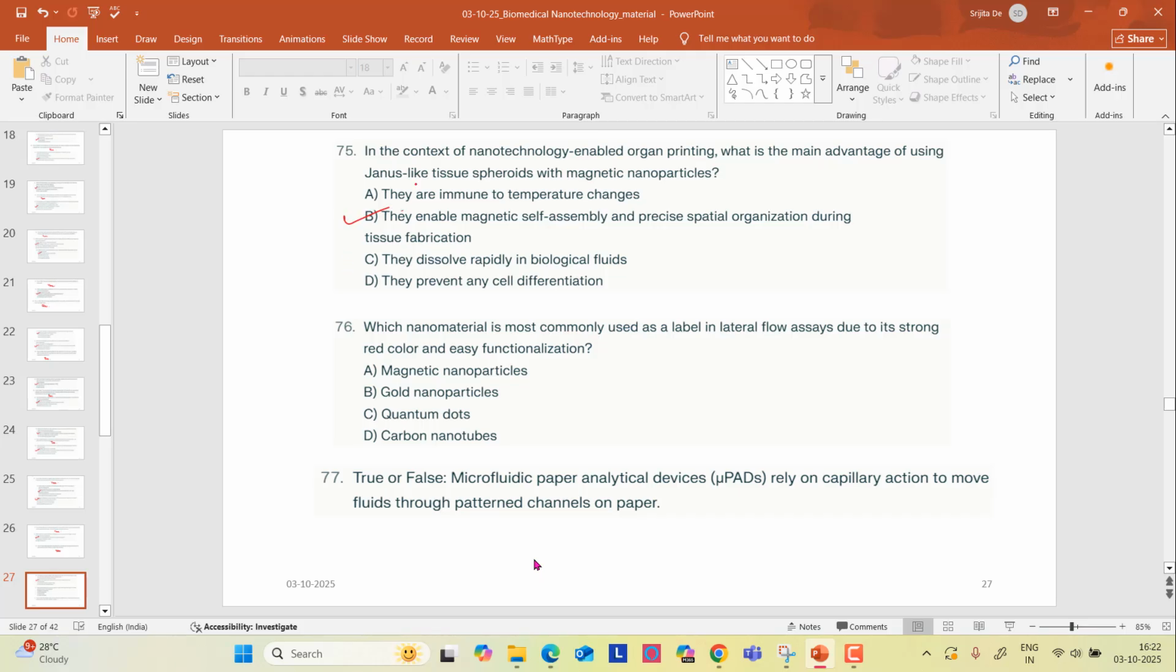Which nanomaterial is most commonly used as a label in lateral flow assay due to its strong red color and easy functionalization? It is gold nanoparticles. Gold nanoparticles are used in lateral flow assay. Microfluidic paper analytical devices rely on capillary action to move fluids through patterned channels on paper. It is also true.